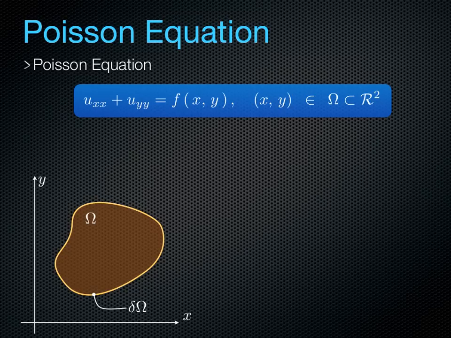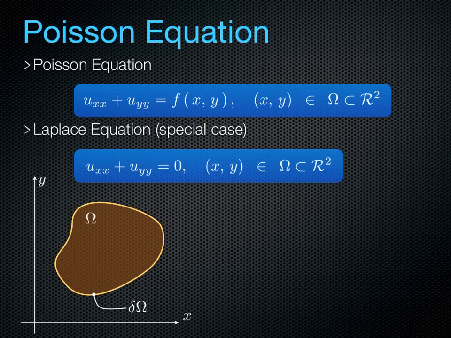We are now looking at the Poisson equation, which is an elliptic equation. It contains second-order partial derivatives of a field variable u with respect to x and y. It's a two-dimensional version of the Poisson equation, and on the right-hand side is a driving function f. The field variable is required to satisfy this PDE at all points in a two-dimensional domain, which is marked by capital omega. And the boundary of this domain is marked by del omega.